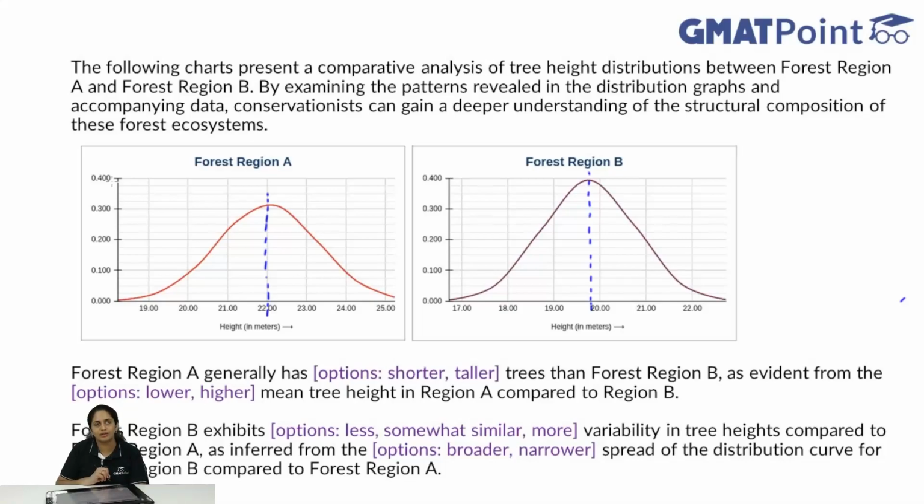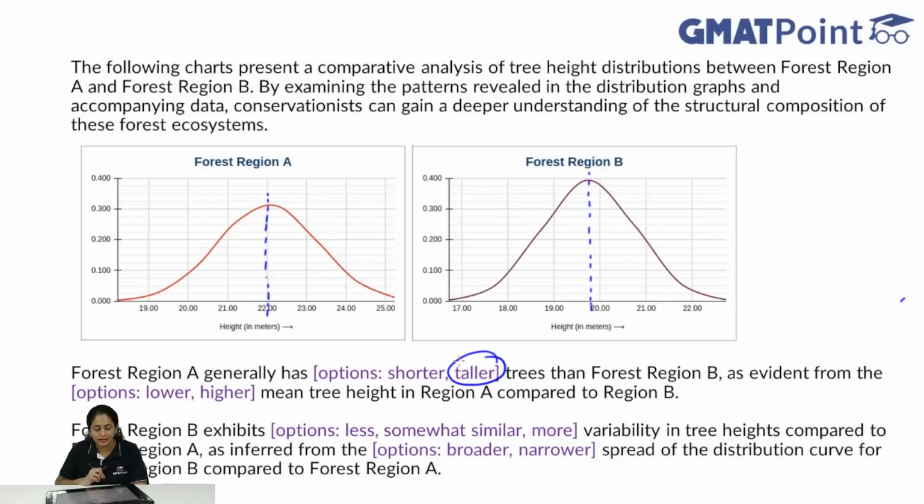So I would say the average, since this is a bell curve, mean and median would be clearly close to each other, especially in a normal distribution like this. So forest region A, the average height is 22 meters. Forest region B, the average height is less than 20 meters. So whose trees are taller? The forest region A has taller trees than the forest region B, as evident from the higher mean.